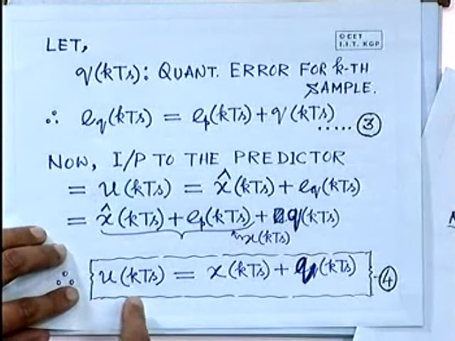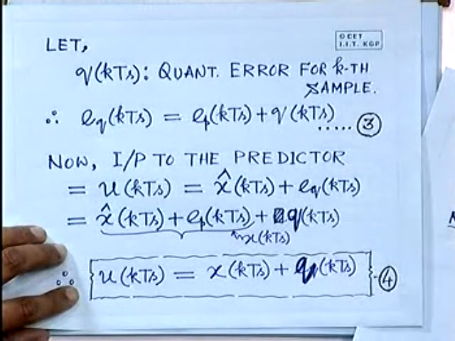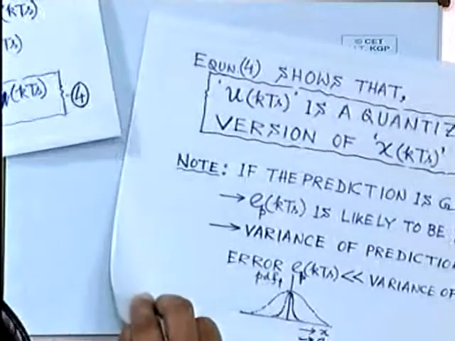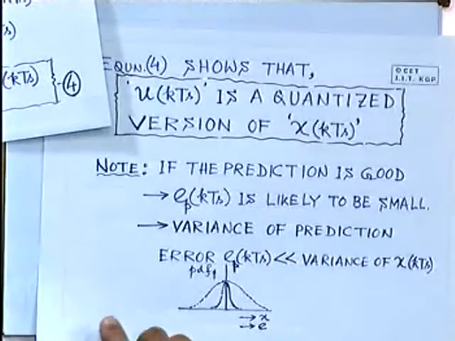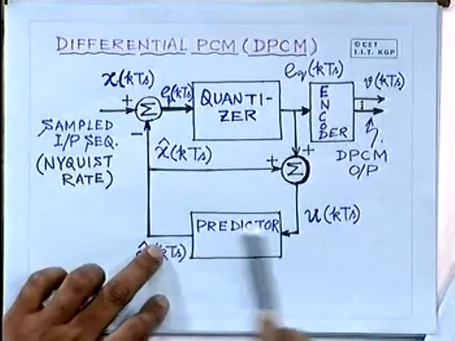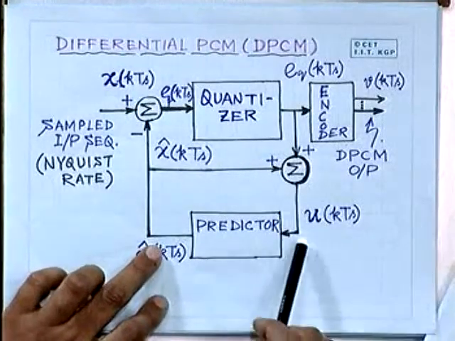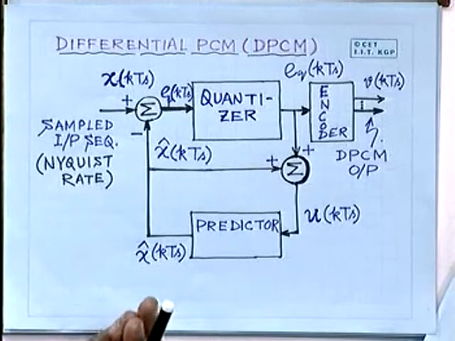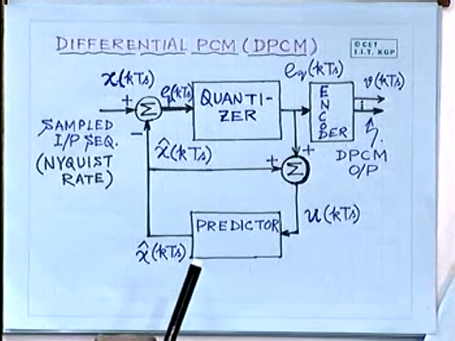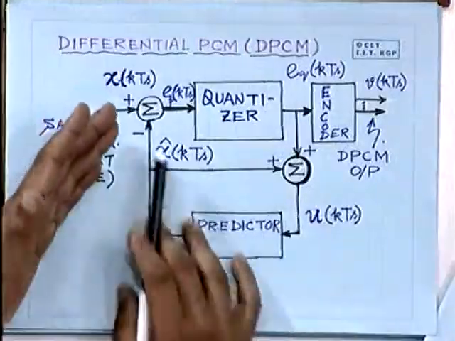So, is it necessary that UKTS... I am saying that this is a quantized version of XKTS in the sense that it is quite close to XKTS. Actually, if you look back at this diagram, this output predictor, his question understood. His point is, is UKTS ultimately a quantized parameter? What is the answer? Not in the strict sense. It does not have certain levels. It is very close to the input signal, and that's why I said quantized really, because it depends on how nicely we are designing this whole system.